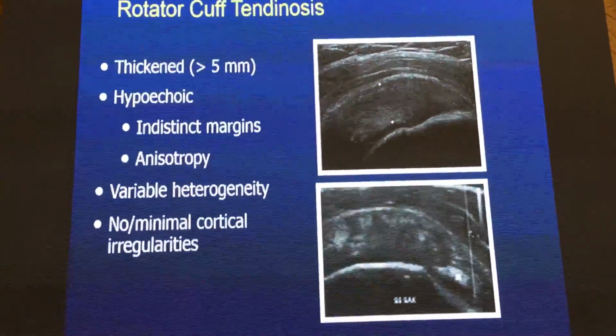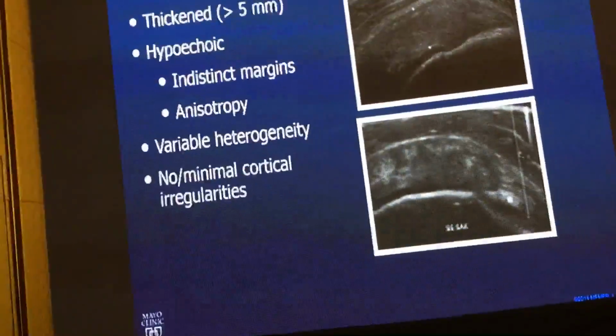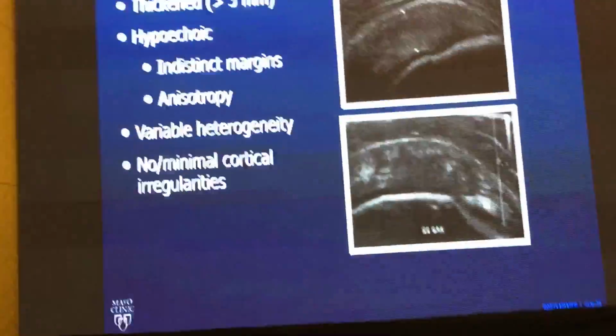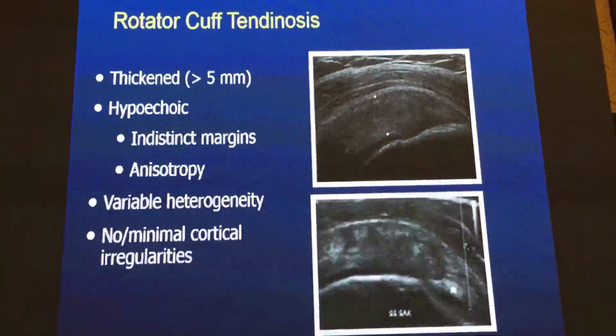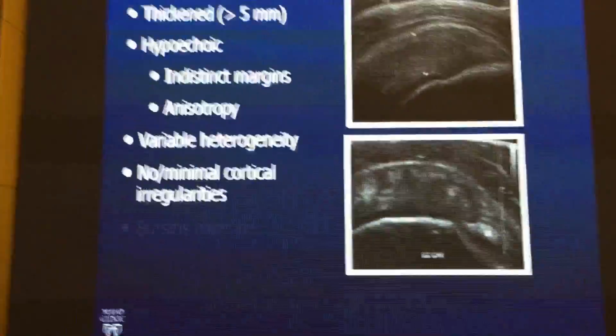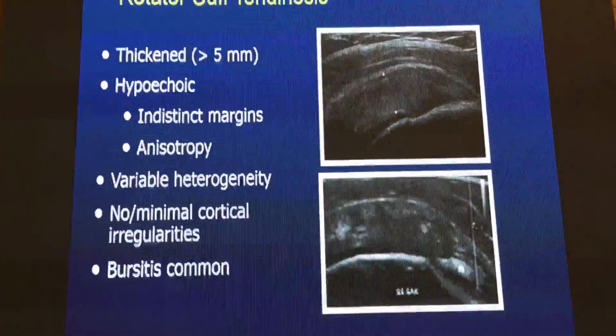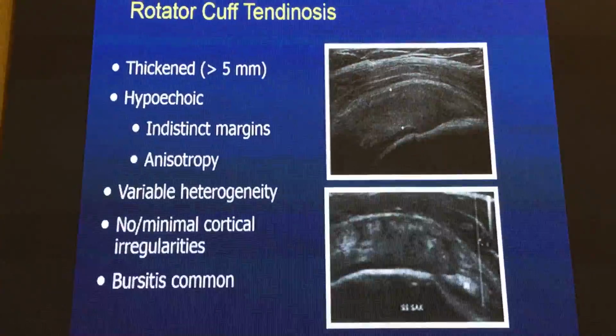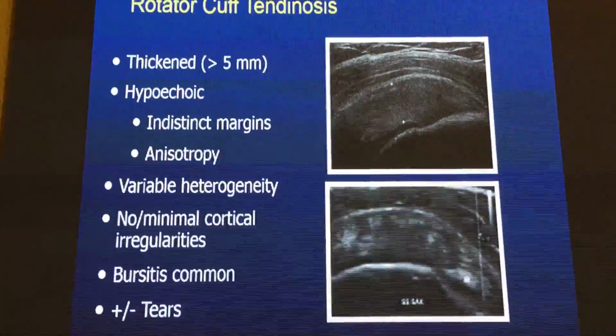You may or may not have any cortical irregularities, but if you do have cortical irregularities, then you're looking for a tear. That's not going to be just tendinopathy, that's looking for a tear in that tendinopathic tendon. The other thing is that it's very commonly associated with bursitis.